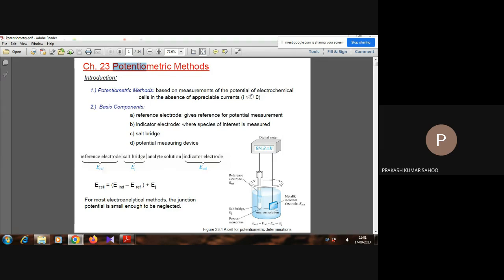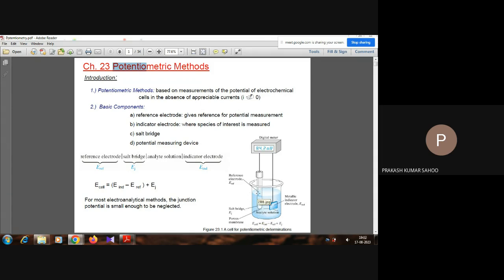A reference electrode is symbolized as E_ref, that is the reference electrode potential. This is a salt bridge, which is equivalent to the liquid junction, that is E_j. It is the zone of contact, that is the liquid junction potential, and the last one will be the indicator electrode. So E cell will be E indicator minus E reference plus E_j, that is indicator electrode potential minus reference electrode potential plus liquid junction potential. So this will be the net E cell of this cell.